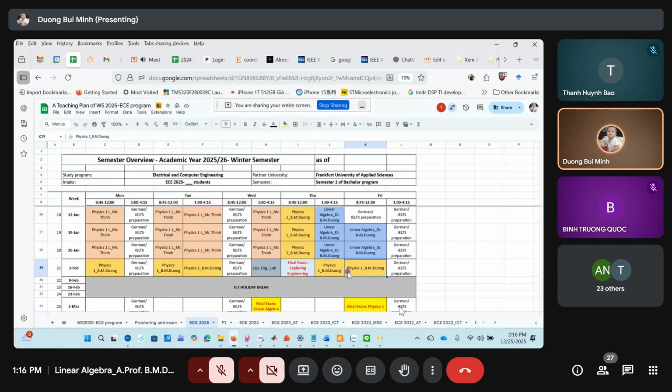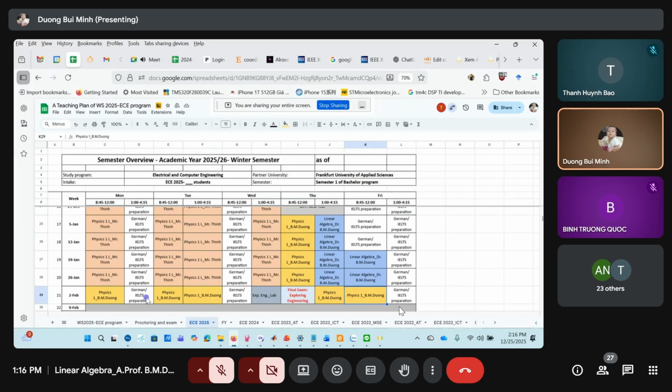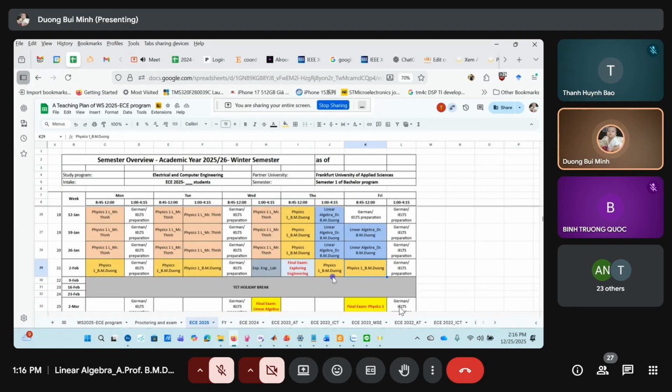Okay, 11, 12. Okay, yes, that's enough. So if you are going to book flight tickets, you can do it after the 6th of February, 2026.